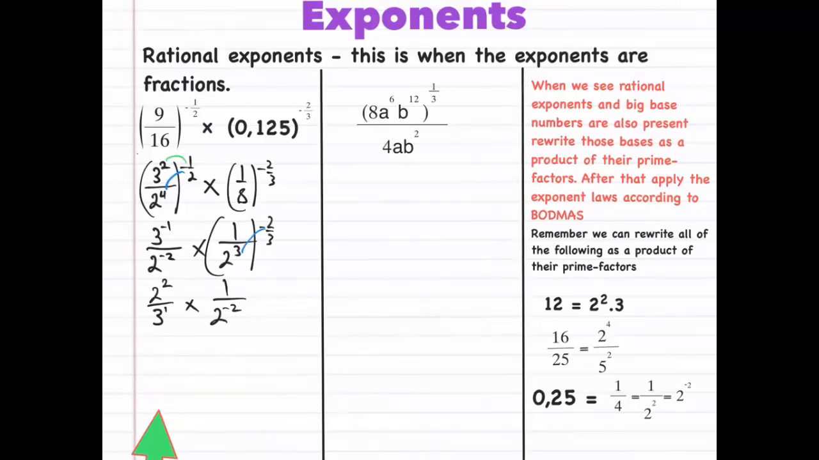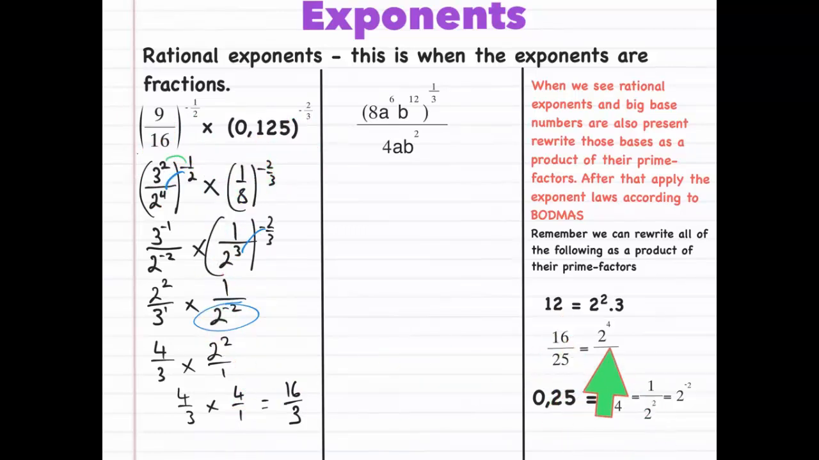Okay, so now almost done. I can say this is 4 over 3 times, and then take this negative exponent and put it above the line, which is 2 to the power of 2 over 1. So this is 4 over 3 times 4 over 1, which is 16 over 3. Okay, great. So when we have rational exponents, we rewrite all the bases as a product of their prime factors, and then we just follow our normal exponent laws and sometimes the definitions as well.